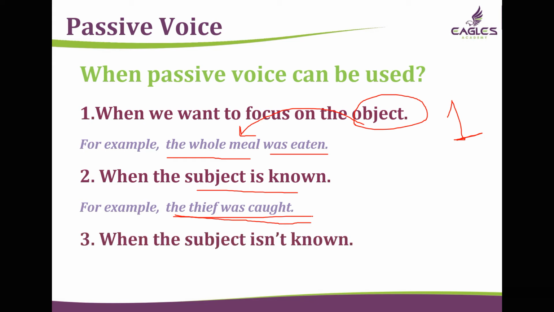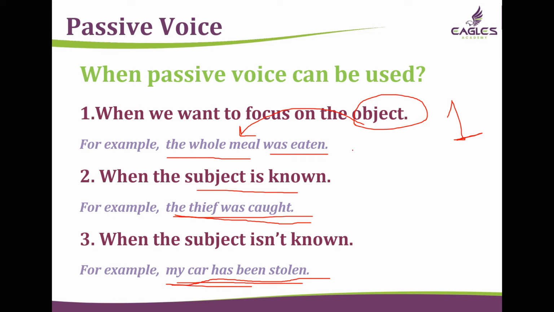Okay, let's see the last one. When the subject is not known. For example, my car has been stolen. We don't know. So we can't say, for example, that a specific person did something because we don't know that person. We don't know who did that action. In this case, we say, my car has been stolen or was stolen or is stolen. It depends on the tense.